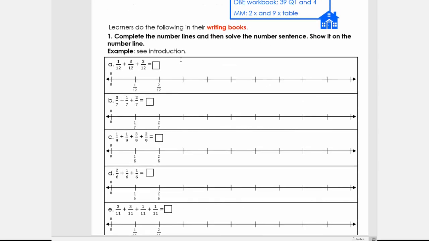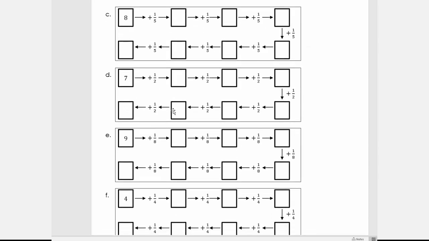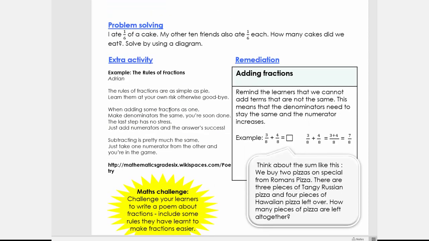Then what we're going to do is you're going to complete your worksheet. Your worksheet is based on the examples I gave you. That's the first page and then the second page. Then after that, you can solve the problem. There's an extra activity with some extra information.